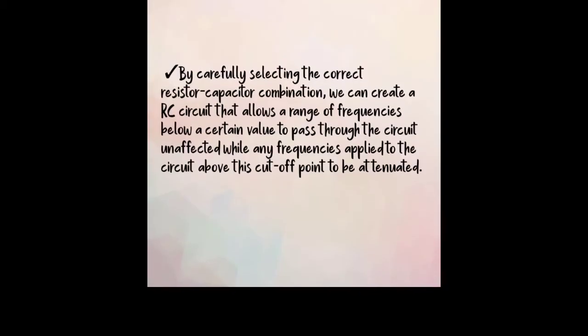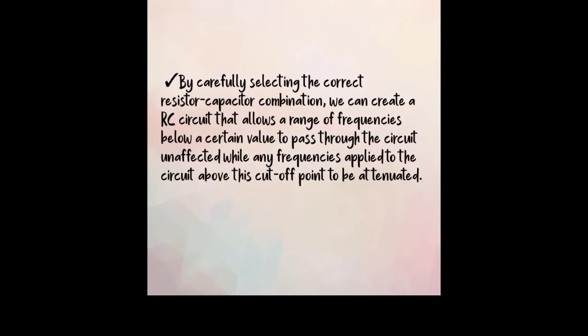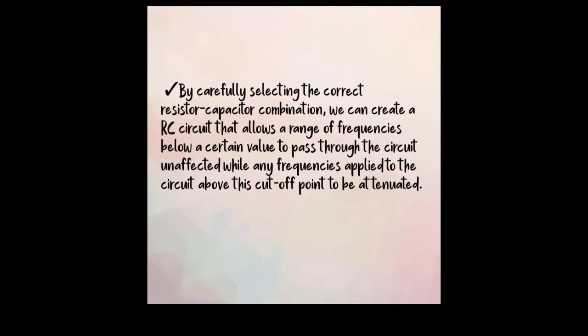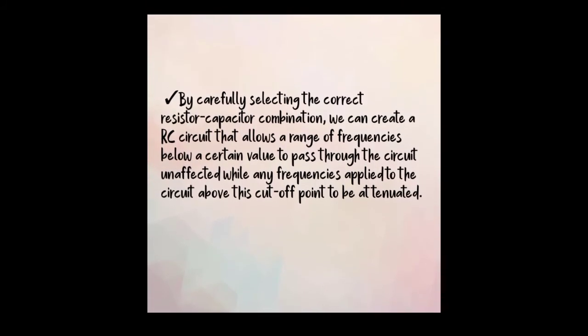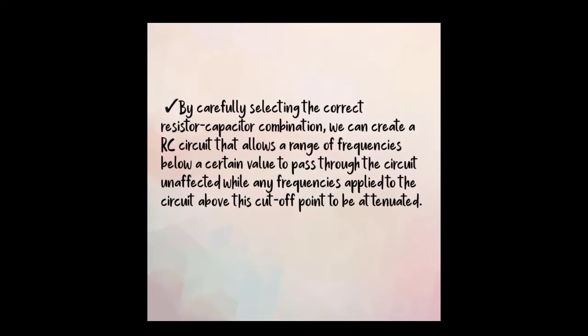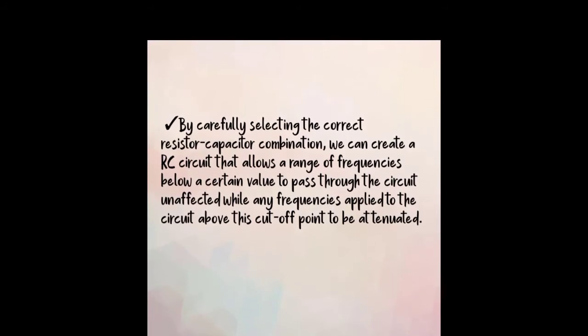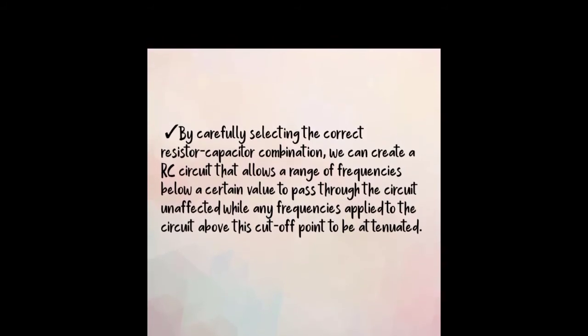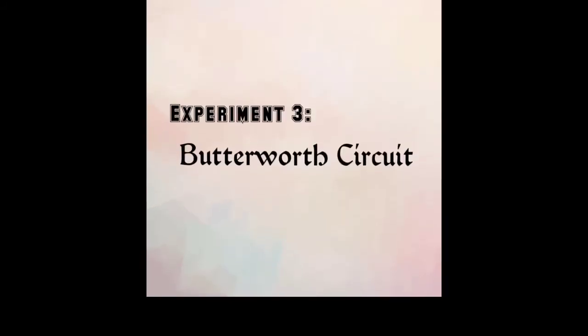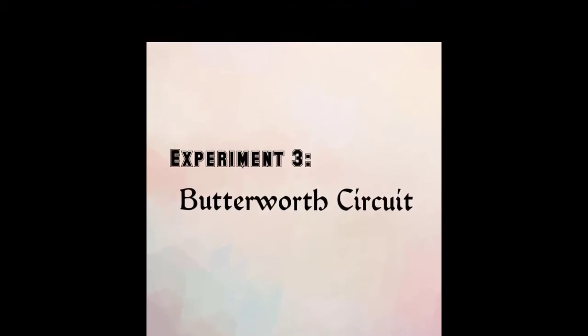By carefully selecting the correct resistor-capacitor combination, we can create an RC circuit that allows a range of frequencies below certain value to pass through the circuit unaffected, while any frequencies applied to the circuit above this cutoff point to be attenuated. Our third experiment is about second-order Butterworth filters.